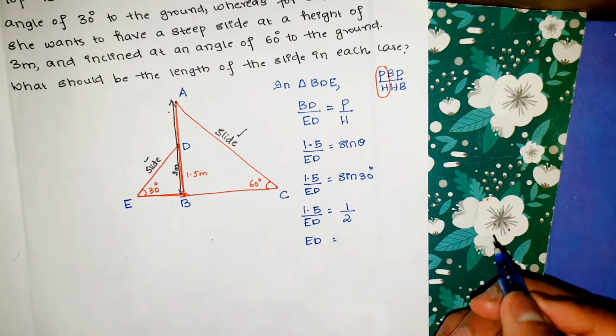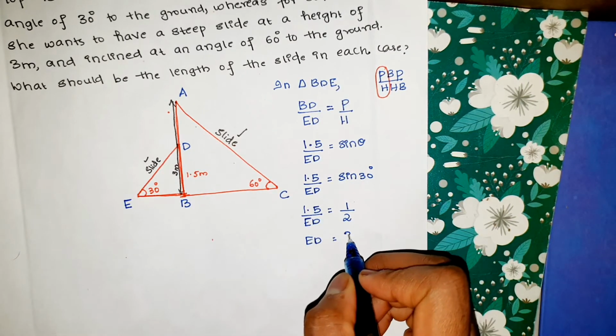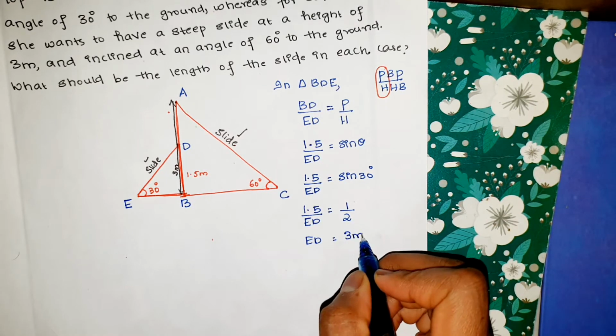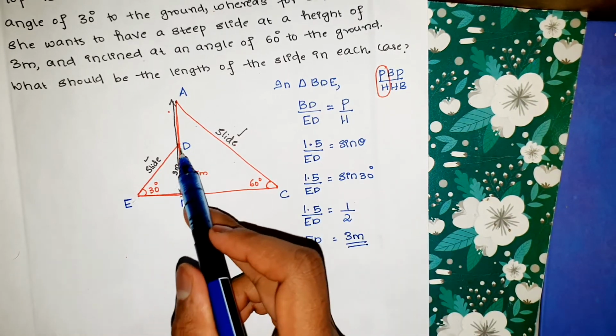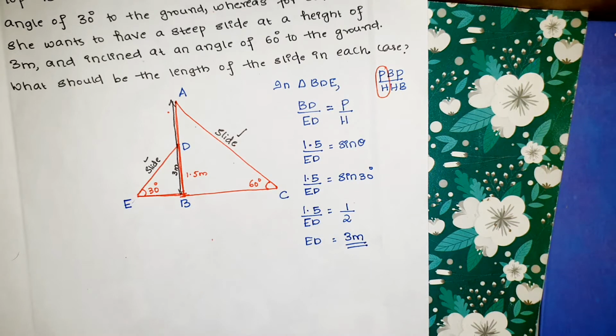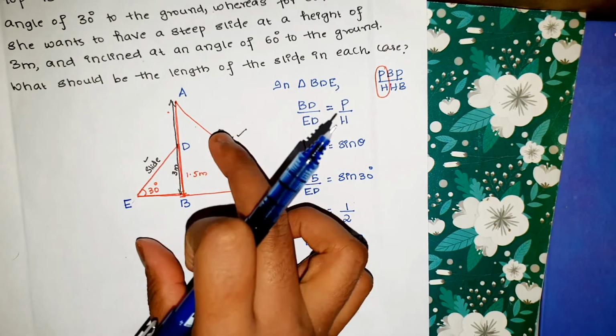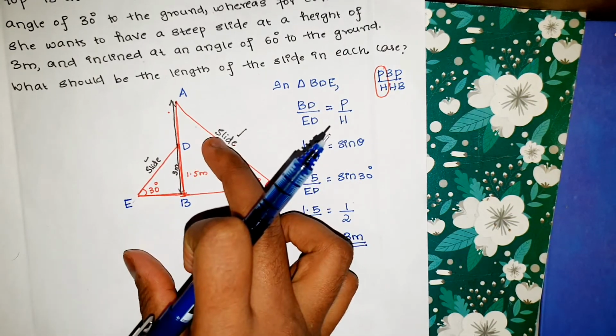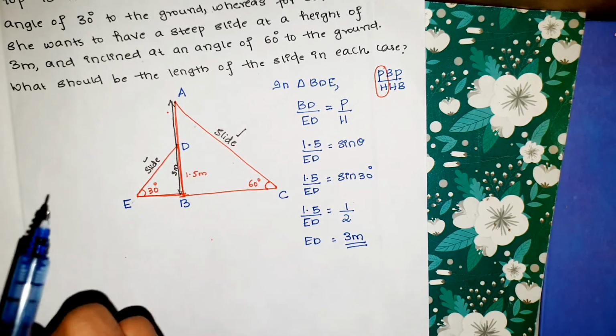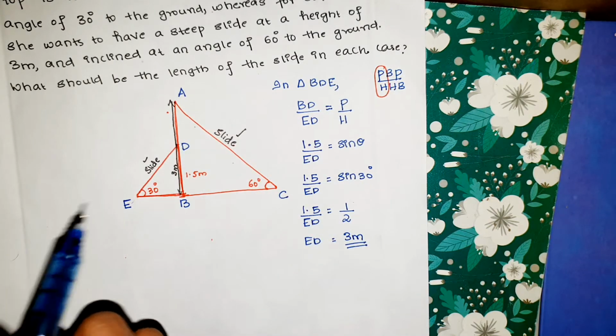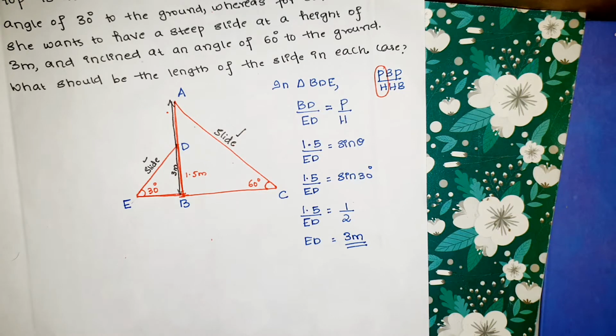So 1.5 into 2 is 3. Okay, so 3 meter is our answer. So we got the value of ED. That is the length of the slide for the smaller children, that is for children below the age of 5 years.